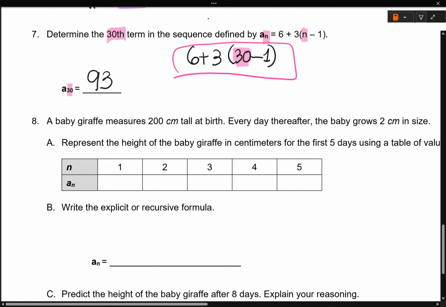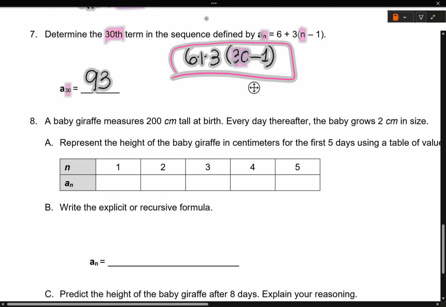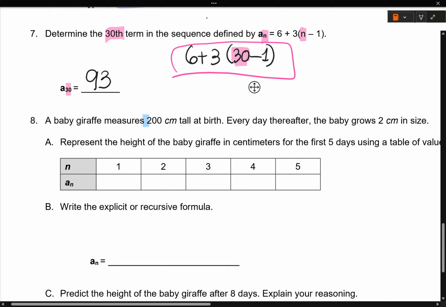All right, last one, number 8. A baby giraffe measures 200 centimeters tall at birth. I absolutely made that up. It is way bigger. Every day thereafter, the baby grows 2 centimeters in size. Represent the height of the baby giraffe in centimeters for the first 5 days using this table of values. Well, if the baby measures 200 centimeters at birth, that's how much it measured at first. First means first term. We're going to put 200 right here.